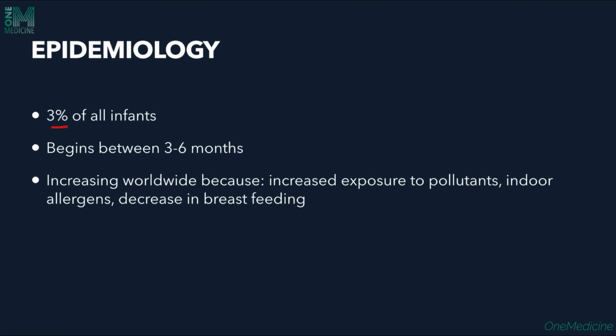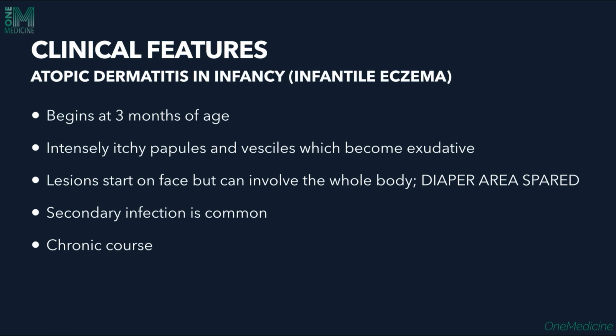Epidemiology: it is seen in 3% of all infants. It begins at 3 to 6 months of life. And increasing incidence is seen worldwide because of increased exposure to pollutants, increased indoor allergens, and also decrease in breastfeeding. All of this will cause increased propensity to develop atopic dermatitis.